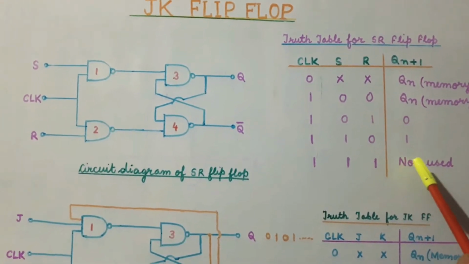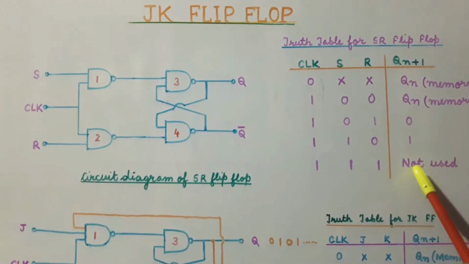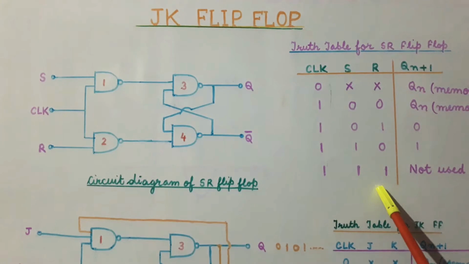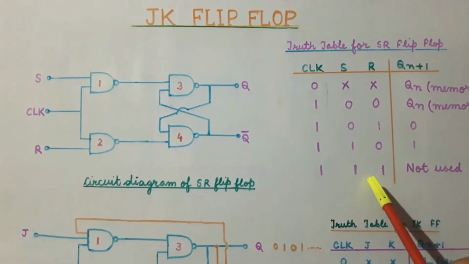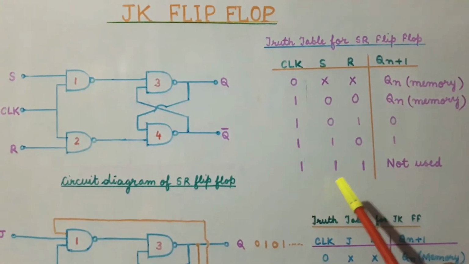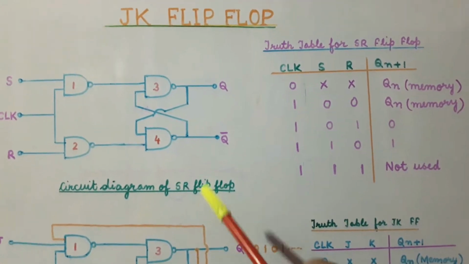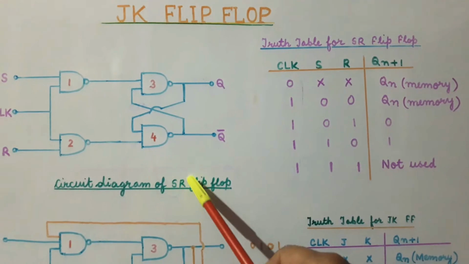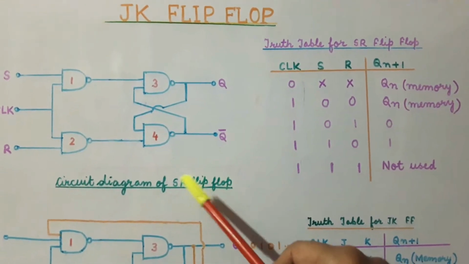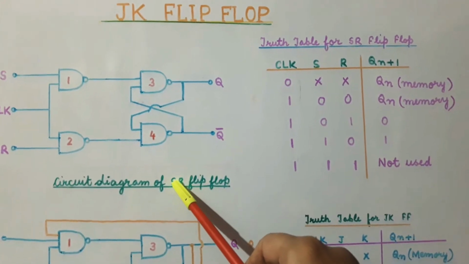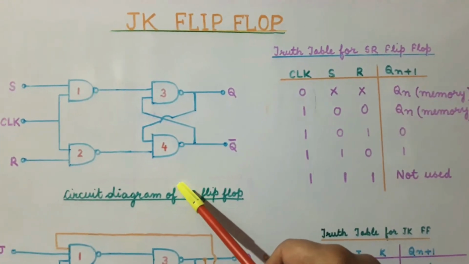Now we will try to make a flip-flop in which we can utilize this 1-1 state. We can do so by using a flip-flop which is known as the JK flip-flop. So first we will try to make a JK flip-flop from the circuit diagram of the SR flip-flop. Let us see what changes we will have to make to get our JK flip-flop.